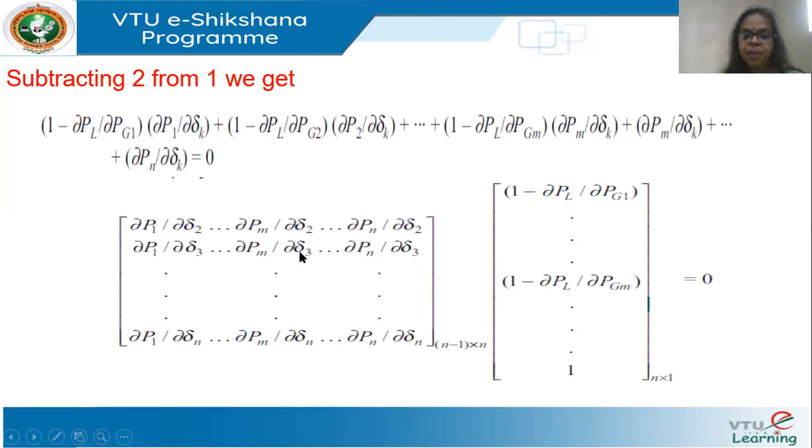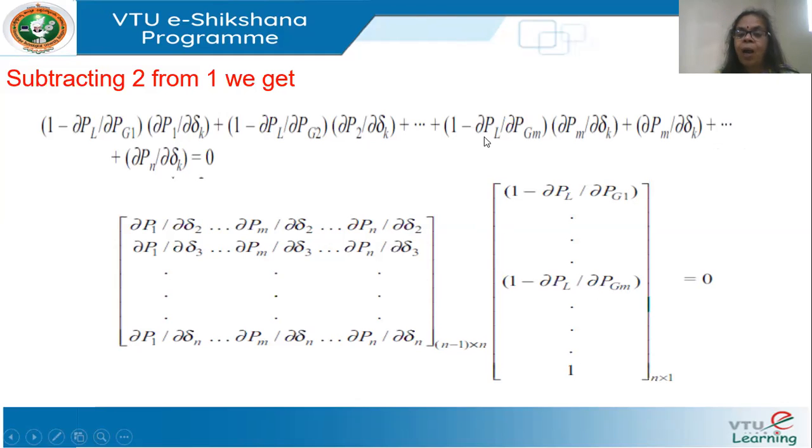So now you see the size. Here I have n minus 1 equations, because k is equal to 2 to n. So my number of rows will be n minus 1. And I have n terms. So it will be n minus 1 cross n, and this would be n cross 1 equal to 0. Clear?